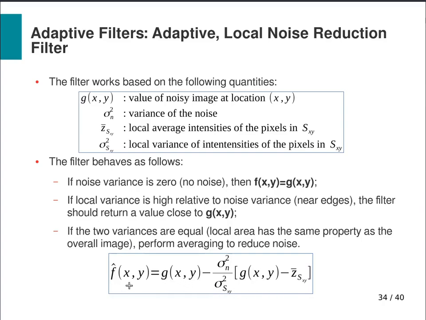So f hat x and y is g of x and y minus some very small value, which you can approximate as g of x and y. And finally, if the two variances are equal, basically sigma n squared over sigma s xy squared is equal, so this ratio is 1. In that case, these equations will simplify to f hat x and y equals z bar s x and y, because we have g x and y minus g x and y, which cancel out.